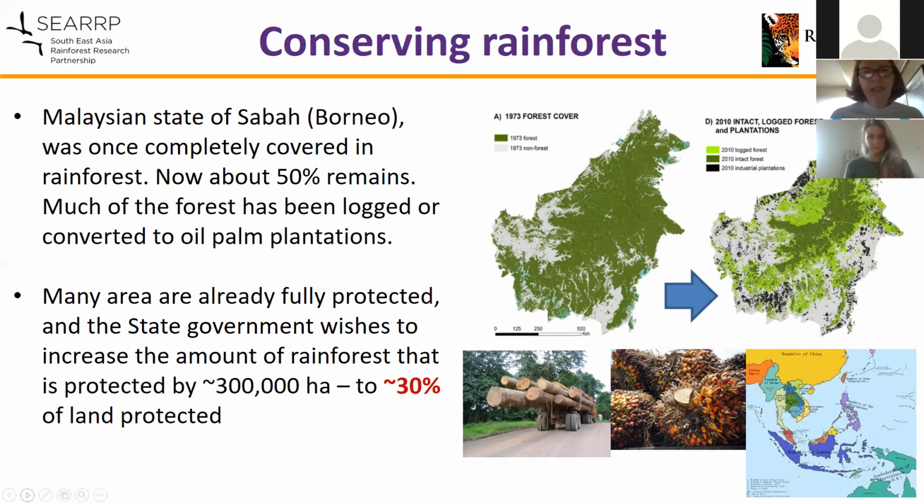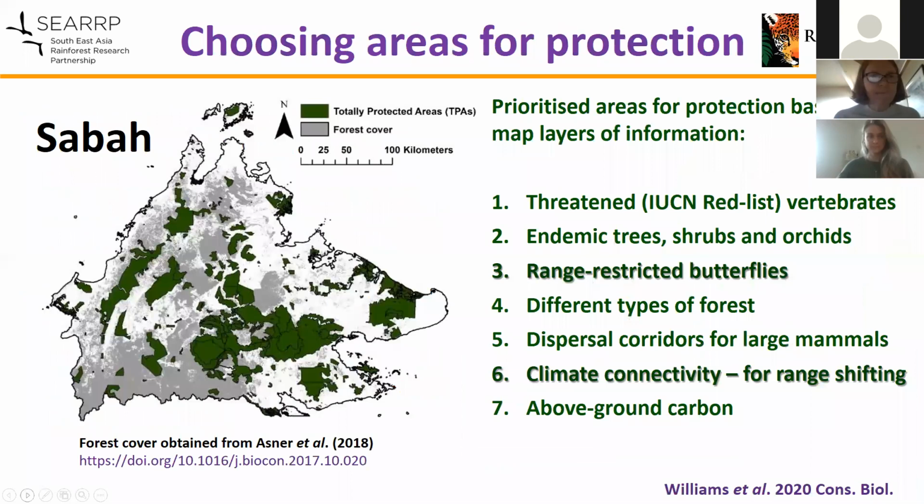So in order to get up to 30% of the area protected, that requires about 300,000 hectares of additional forest to be raised up to higher levels of protection. So that was what we were tasked with, to try and work out where those areas should be and make recommendations to the state about how to raise their totally protected areas up to 30% of the total state land cover. Next slide, please, Alice.